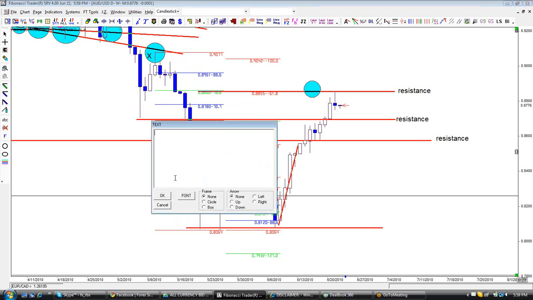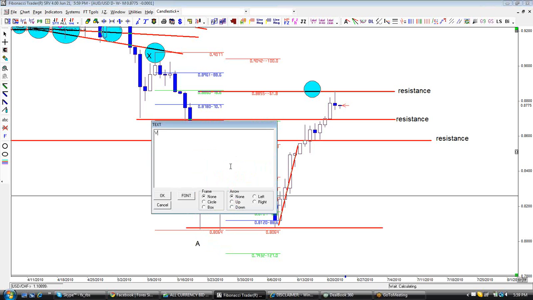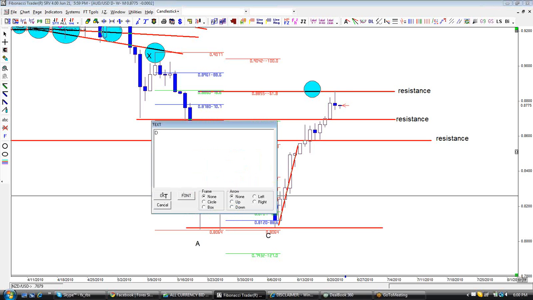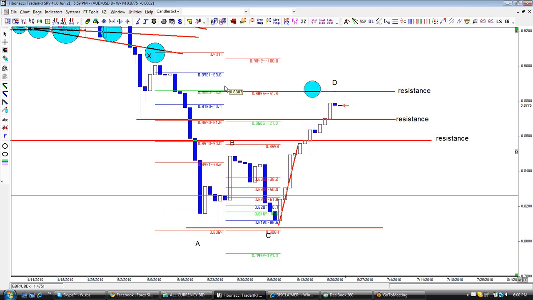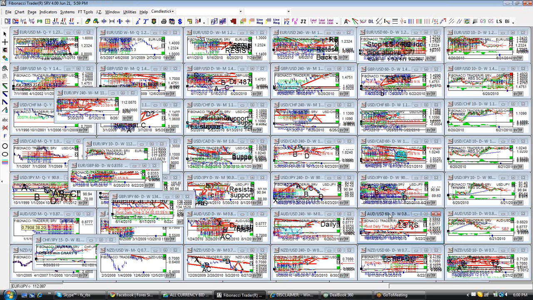We have the X, we have the B, C, D. Now the D, 786 with 1618, nice Gartley. Indecision candle, beautiful setup. We go to a smaller time frame.